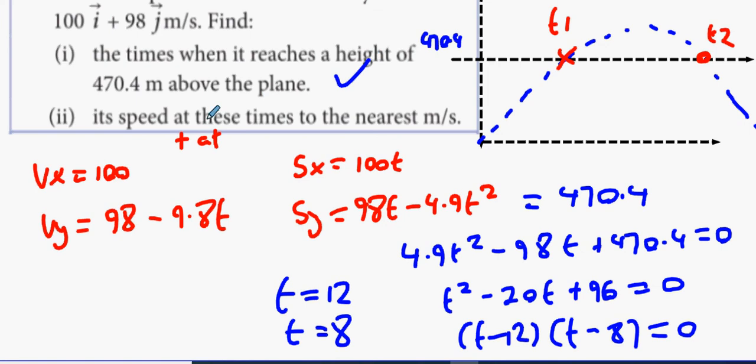The speed at these times, to the nearest meter per second. Now we can be a bit lazy here, can't we? What do we know about symmetrical graphs? The speed on the way up should be the same as the way down. So technically, you only have to do one of them. We'll do both of them just to be thorough, but you should only have to do one of them, right?